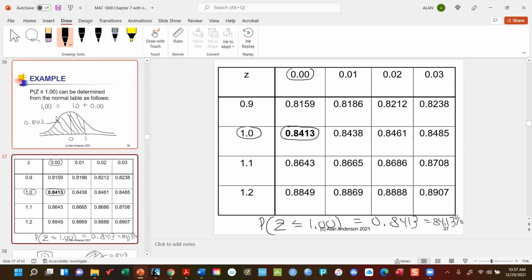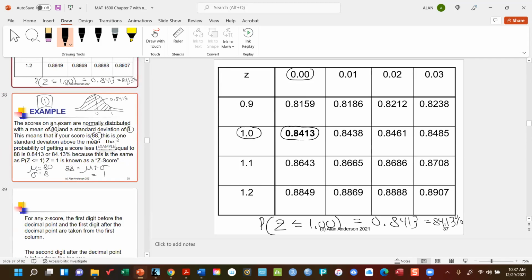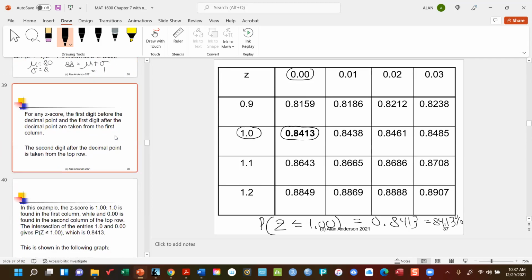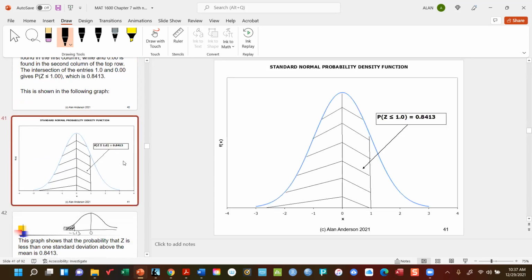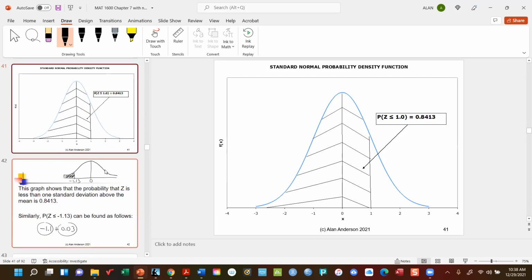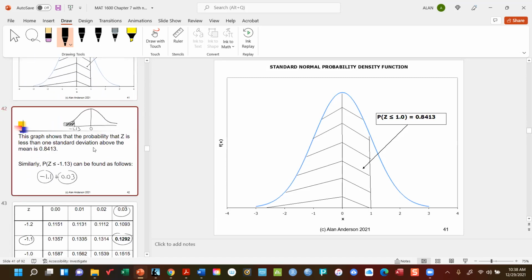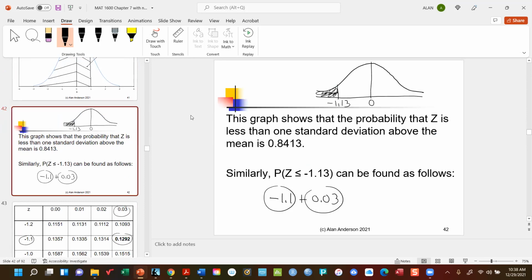Okay, well, now we're starting to get pretty good at this, I think. Here's my Excel graph. It's okay, I guess. And you're seeing that you're shading everything from 1 down to negative infinity. Oh, here's a good example, negative 1.13. Well, we've got the negative 1.1 and 0.03. Now you can see from the graph, that's going to be a very small probability.